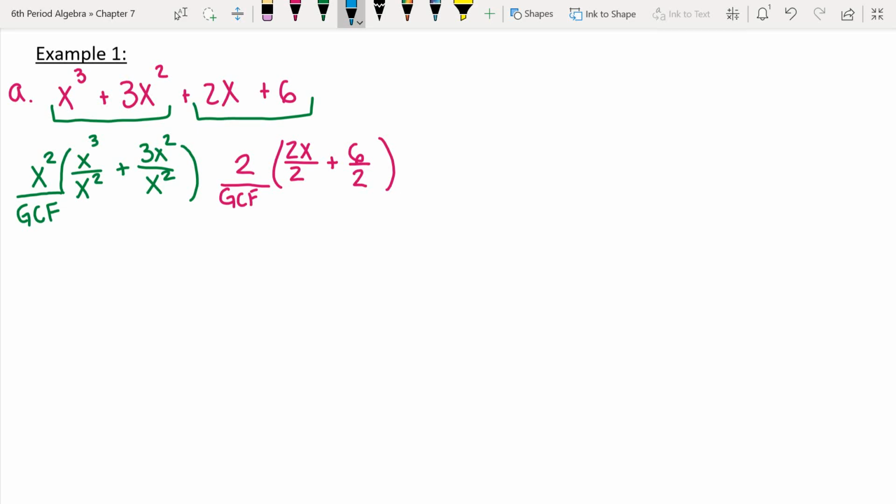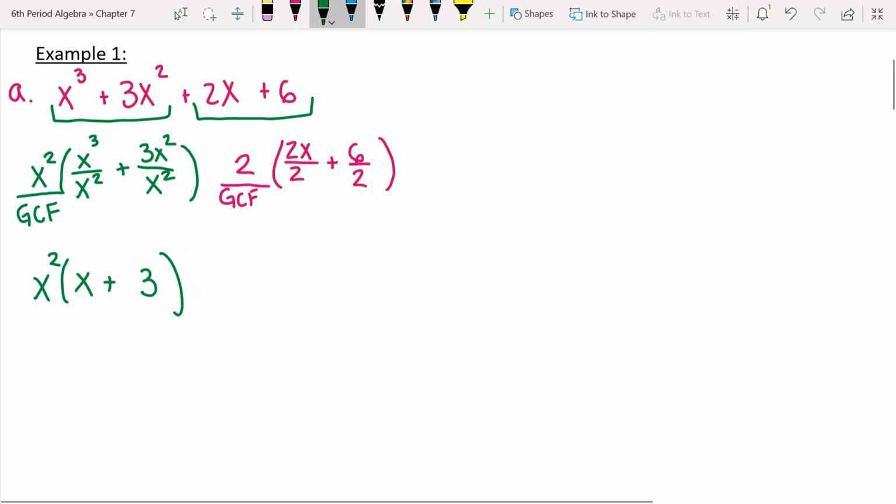So starting here on the left with my green pairs, I still have a GCF of x squared hanging out. When I simplify inside, x cubed divided by x squared, that's just an x. Then I still have a plus. 3x squared divided by x squared, those x squareds cancel out and it leaves you just a 3. So right now I have x squared times x plus 3.